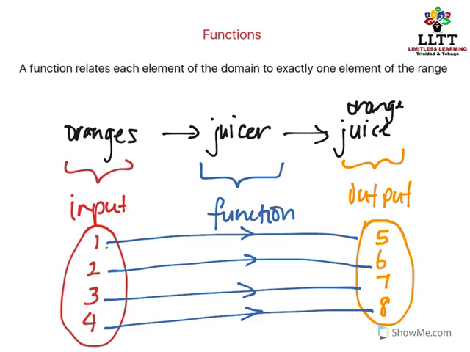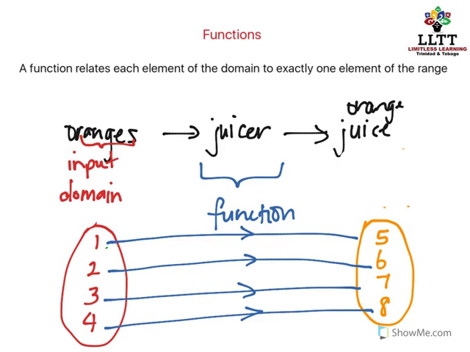Now, the numbers that I have as my input, these are elements. So 1, 2, 3, and 4 are elements. And this entire set or circle that includes those 4 elements is known as my domain. So when I talked about input, which was your oranges, it is the same thing as your domain. Now on this side, my output is going to be the same thing as my range.